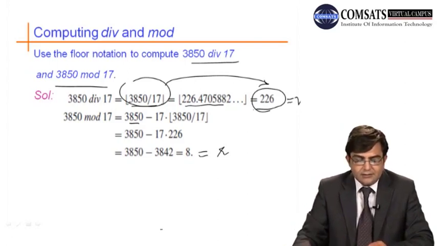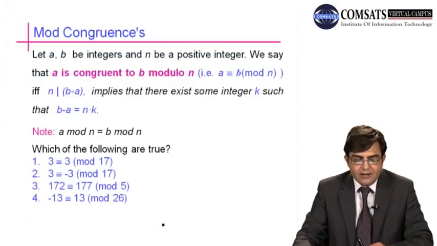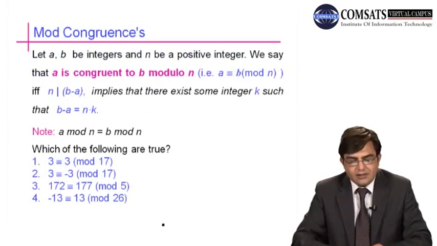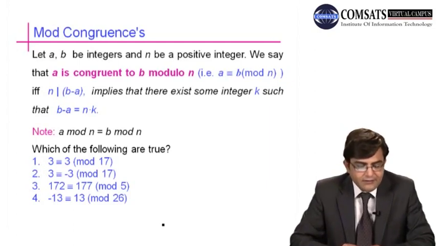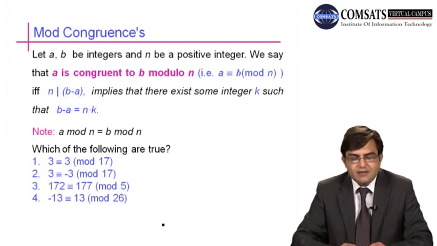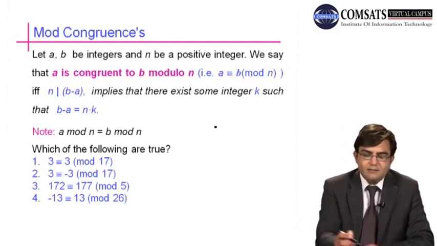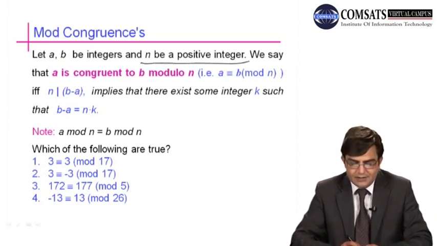So this is one type of mod function, which gives us the remainder after the division of two numbers. Now there is another mod function, which is basically the mod congruence. So what is the mod congruence? By definition, let a, b be any two integers. These two integers can be negative, can be positive, anything, and n be a positive integer. So the divisor must be a positive integer.